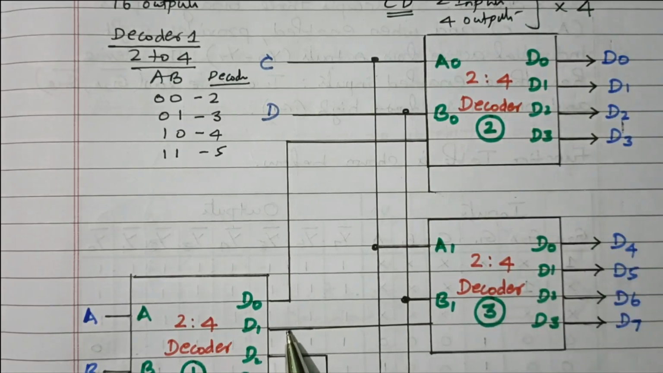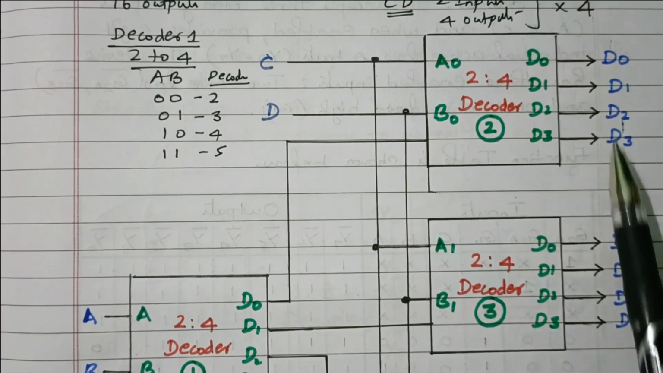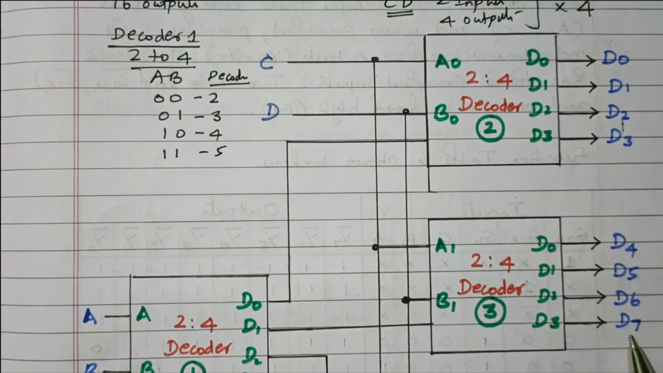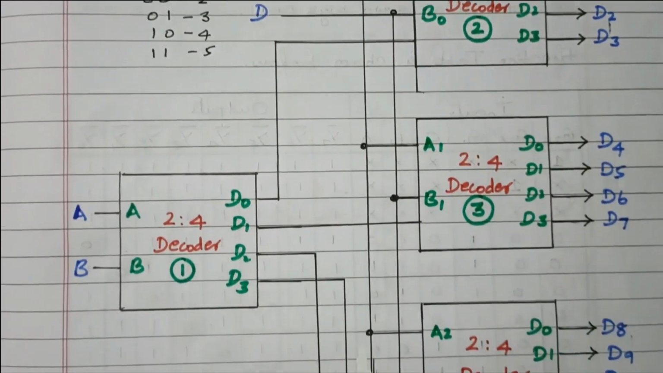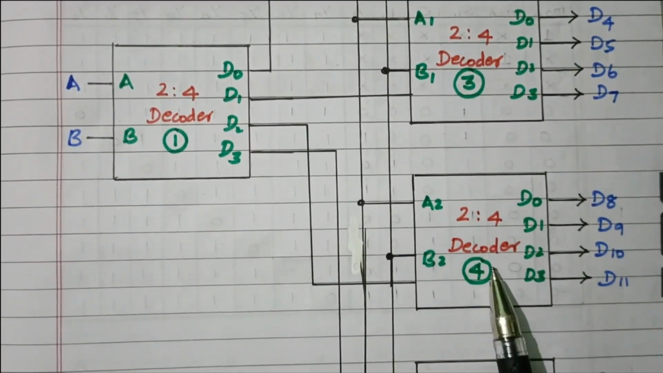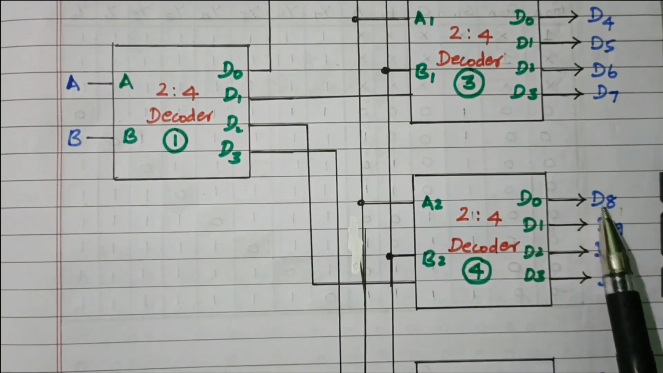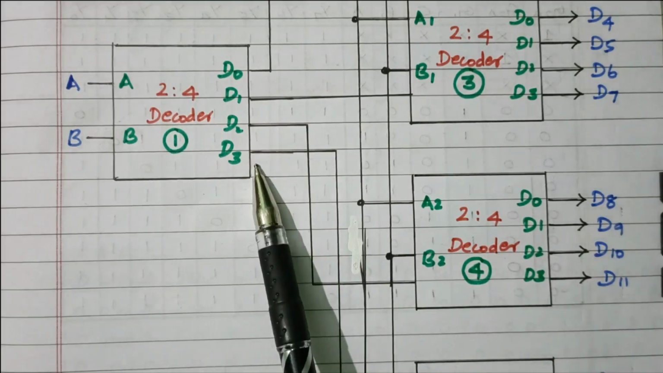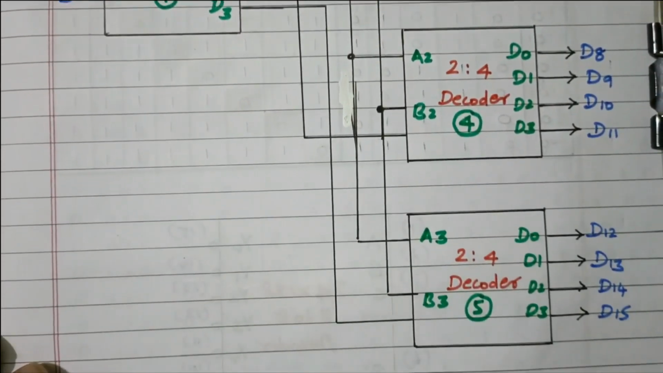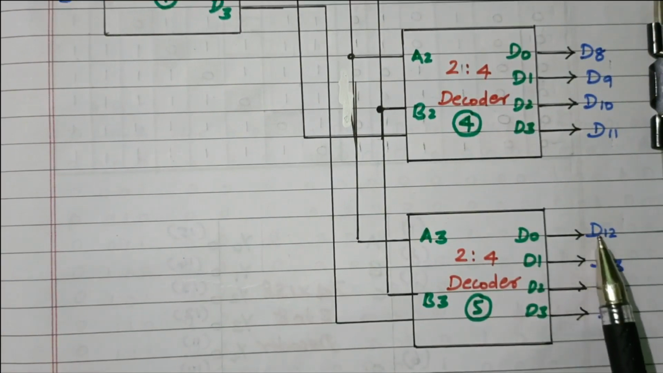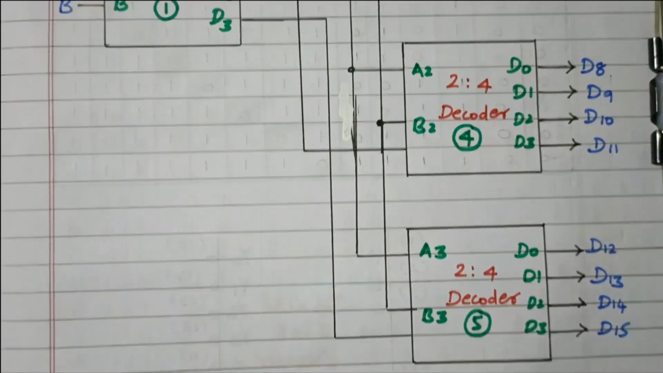Suppose D1 is enabled. D1 is high output, which means the third decoder will be enabled, so we get the outputs D4 to D7. D0 to D3 are already available here. At that time only one decoder will be enabled, either this or that. Suppose D2, the third combination, is at high level, then decoder 4 is enabled, so we get the outputs from D8 to D11. Suppose D3 is enabled, then the fifth decoder is enabled, so we get the outputs D12 to D15. So totally we have 16 outputs.